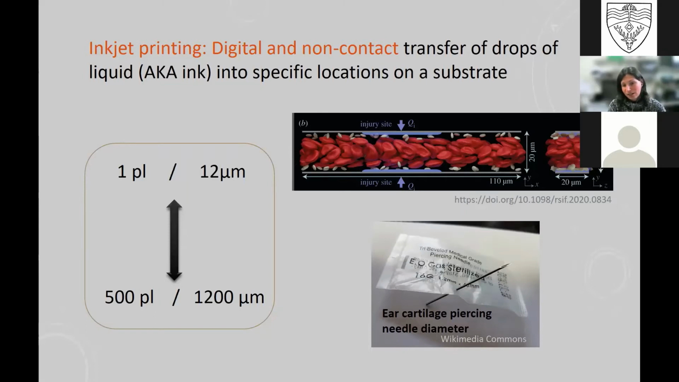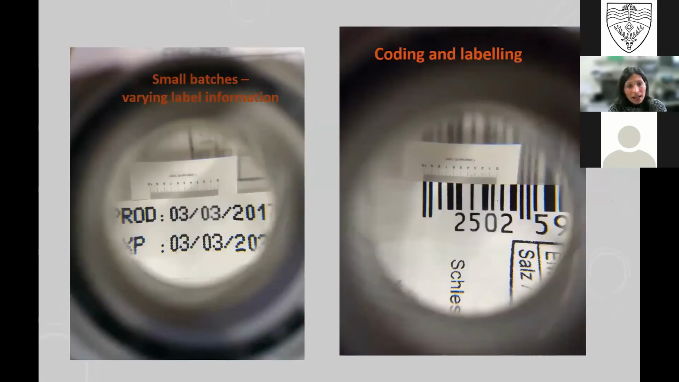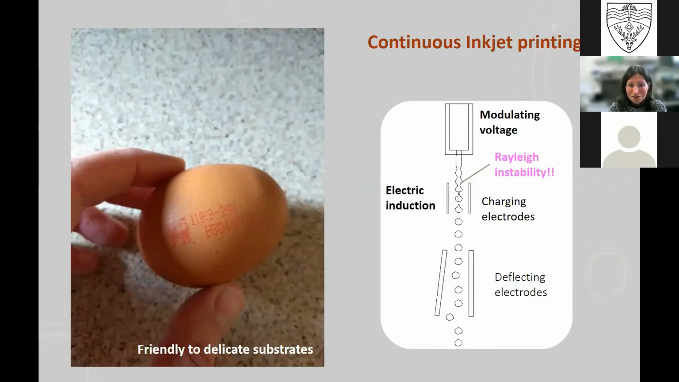And then you have things bigger, like the diameter of a piercing needle. I work mostly in those ranges, 30 to 100 microns perhaps. It is very useful, as I was mentioning, when you have to change the information from product to product, so coding and labeling, for instance. And also in things like that.